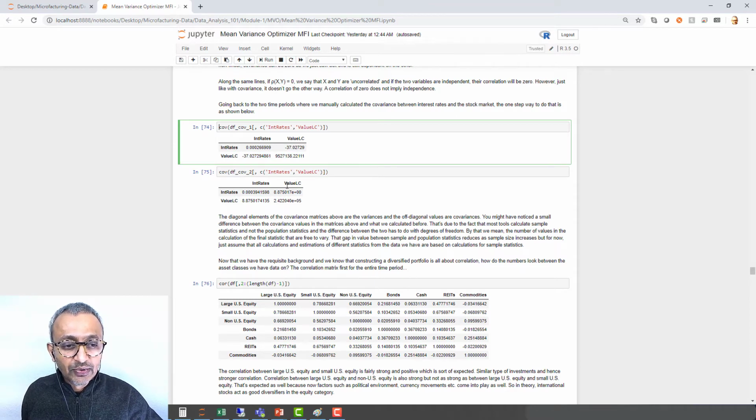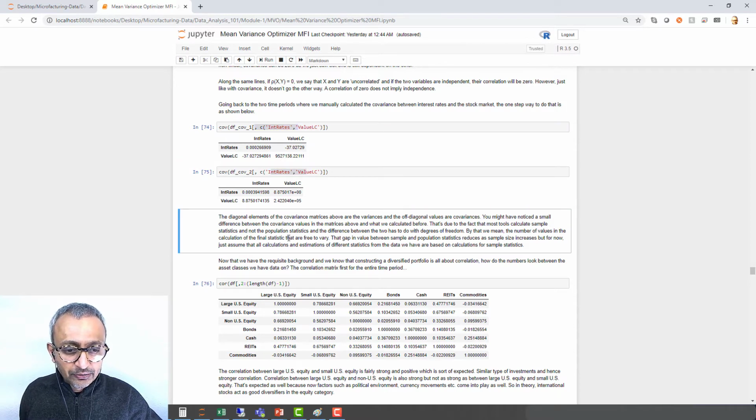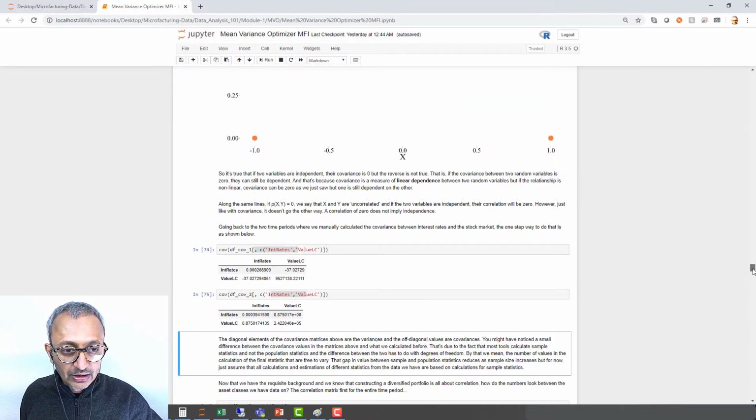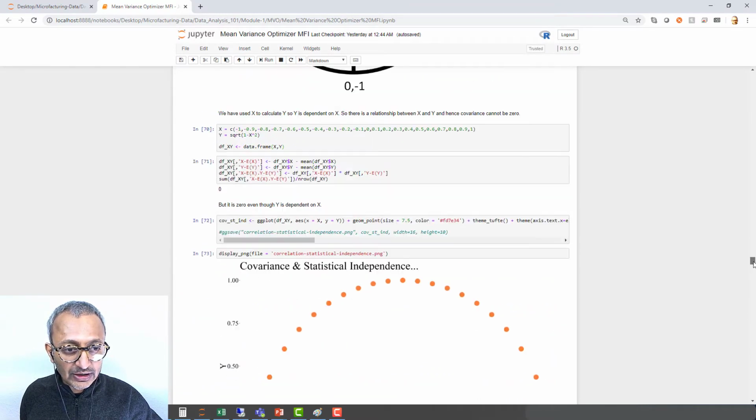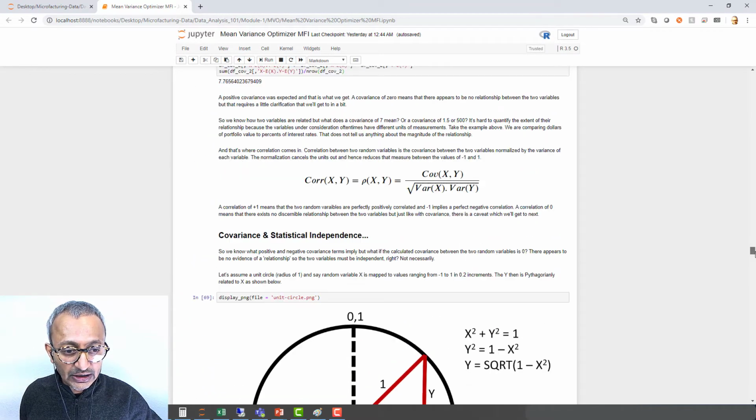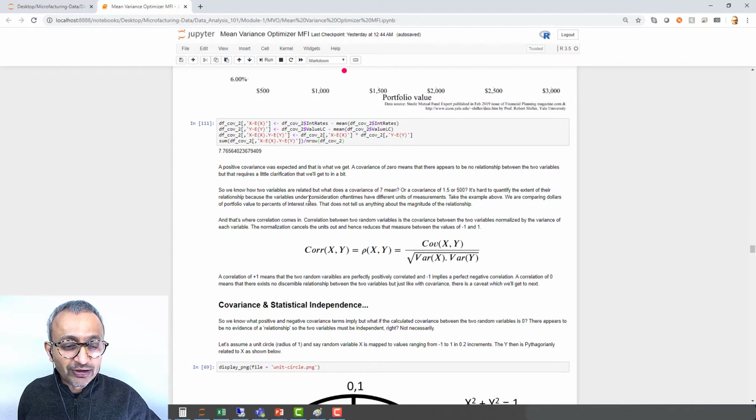Similarly, this was with one time period, and this is another time period. Now, the diagonal elements of the covariance matrix are the variances, and the off-diagonals are the covariances. We already talked about that. You might have noticed a small difference: 8.87 is the value here for the covariance, and if you recall, we calculated the covariance to be 7.76.